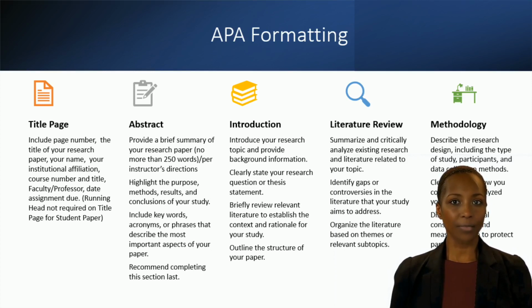Abstract. An abstract is a brief, comprehensive summary of the contents of the paper. An abstract is not usually required for student papers unless requested by the instructor or institution. Provide a brief summary of your research paper, usually 150 to 250 words, and highlight the purpose, methods, results, and conclusions of your study.